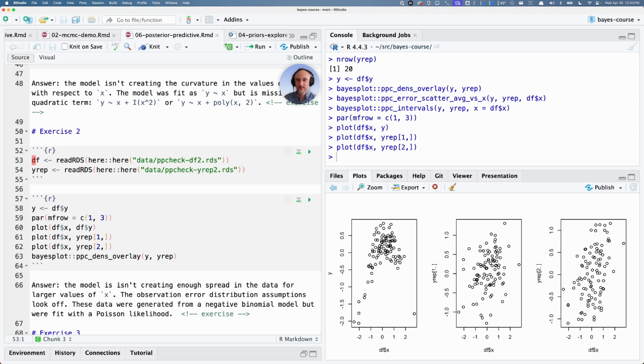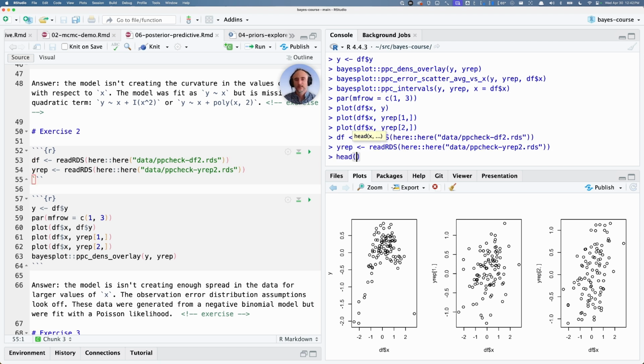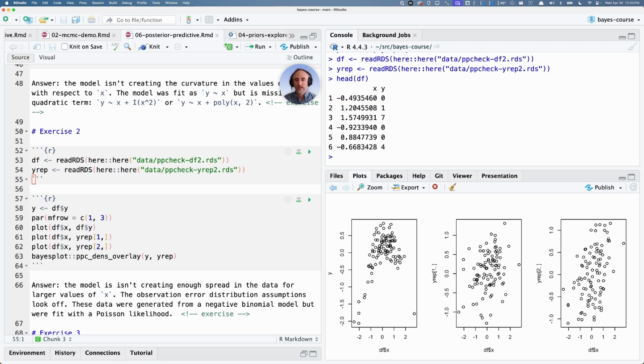Let's look at the second example here. So again, I have x and y.